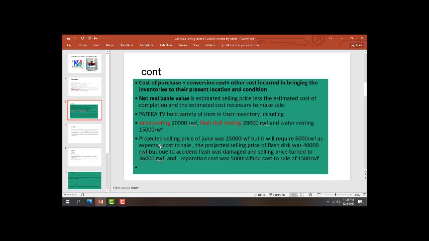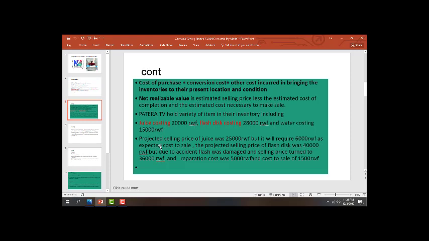If there is a point you don't understand, you are allowed to write in the comments and ask what you don't understand. Really, we are here for you. Net realizable value is the estimated selling price less estimated cost of completion and estimated cost necessary to make the sale. Try to understand this clearly. In order to get net realizable value, you need to take the selling price less estimated cost of completion and estimated cost necessary to make a sale.